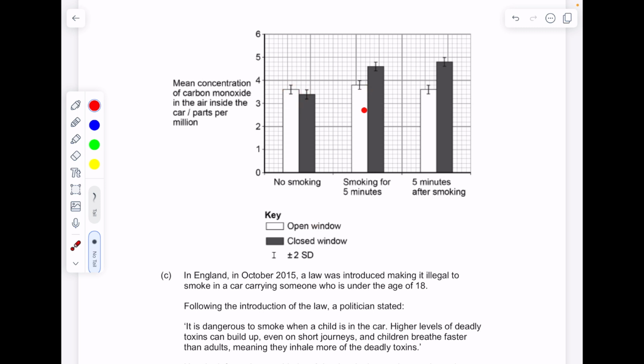If we look here, smoking for 5 minutes, look, there's no overlap between the 2 error bars, meaning that there is a significant difference between the results, so we can draw some conclusions there. And the same is true here, there is no overlap again, so there is a significant difference.